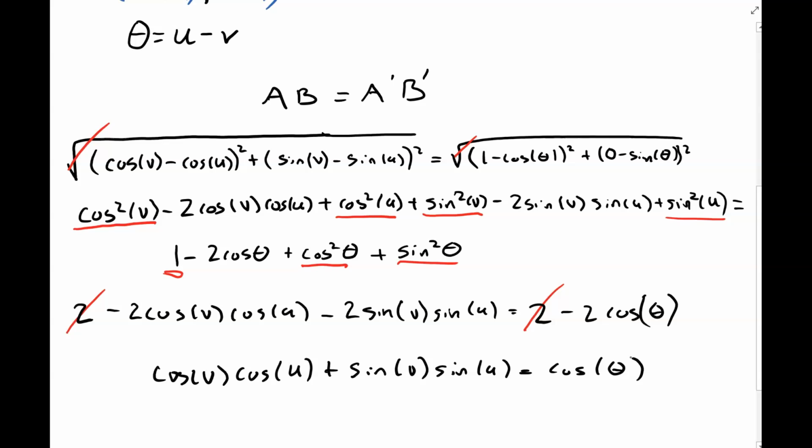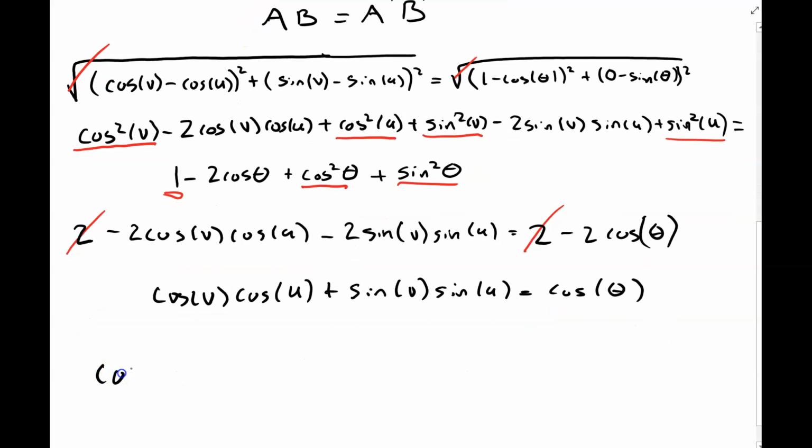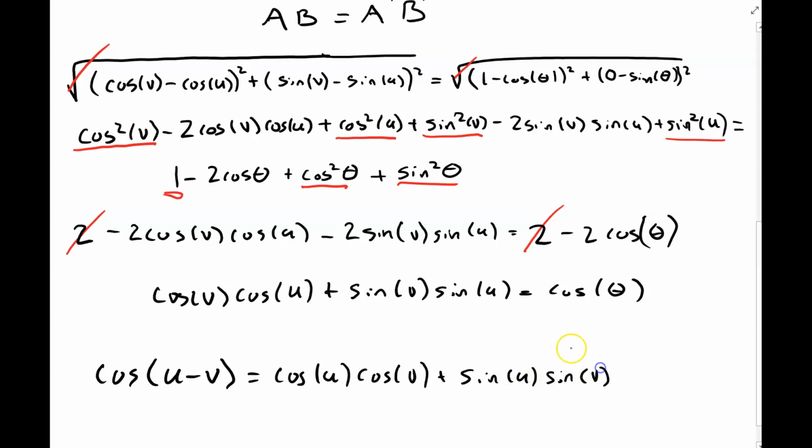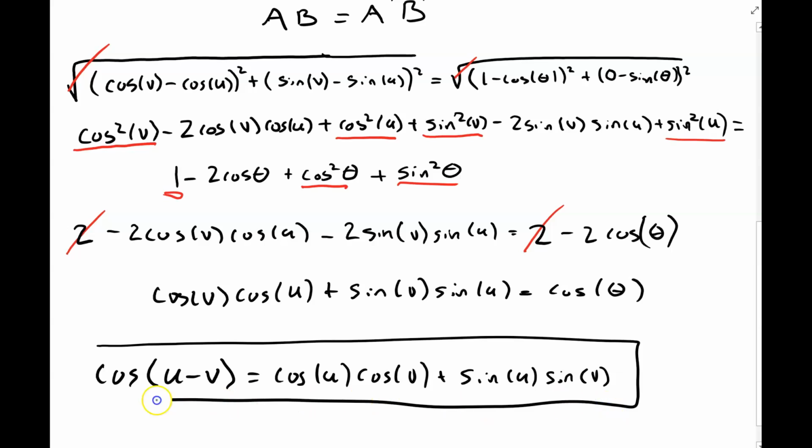And what was theta again? u minus v, right? So what we end up with is cosine of u minus v is equal to cosine u times cosine v plus sine u times sine v. And that's going to be our first identity for the difference of two angles, or the cosine of the difference of two angles.